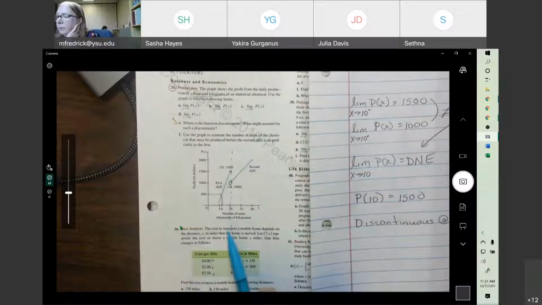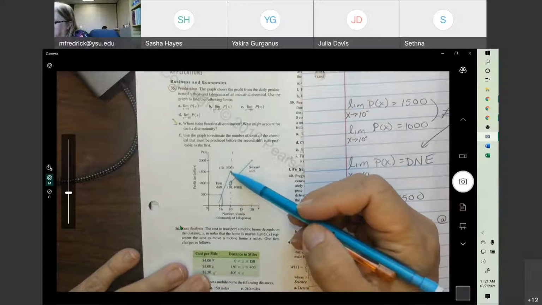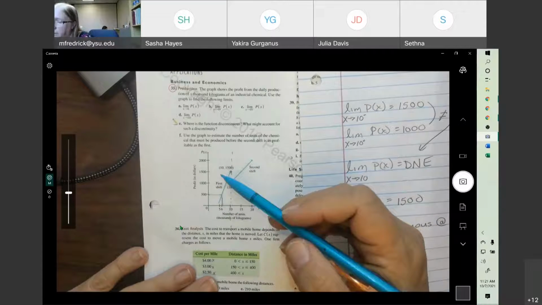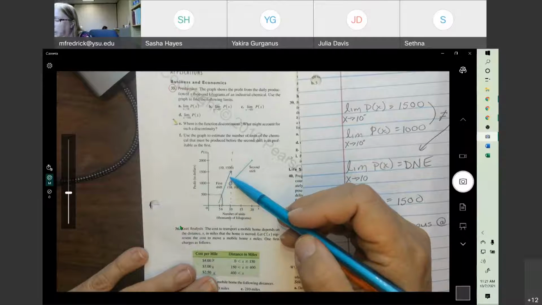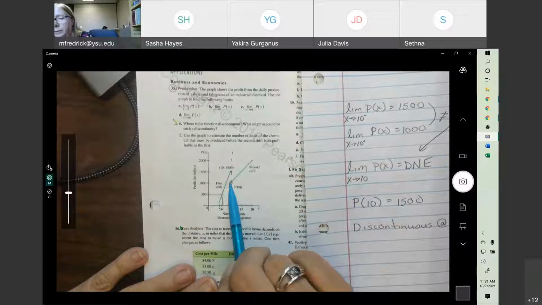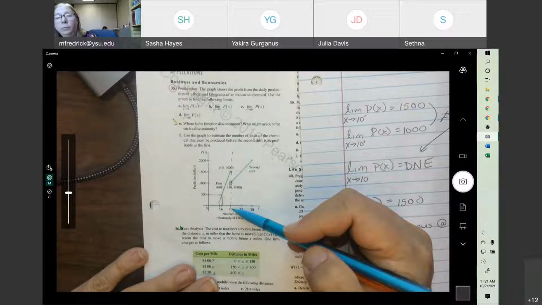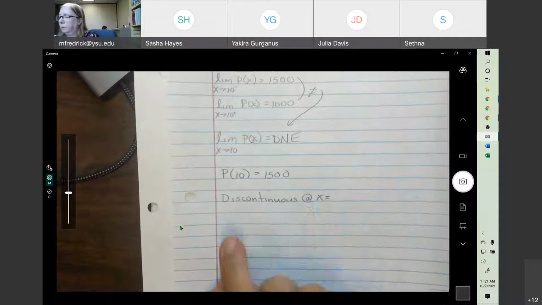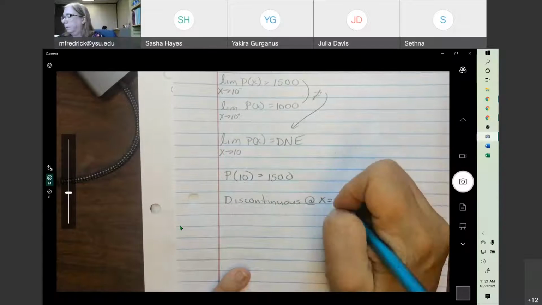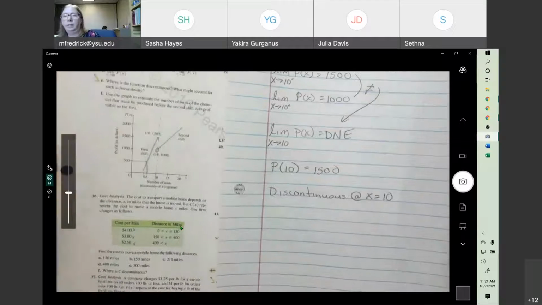The next part asks where it's discontinuous. Notice it's discontinuous right here because to check for where it's discontinuous, trace the line, and wherever there's a break, that's where it's discontinuous. So in this case, it would be discontinuous at 10. You always use the X value. It's discontinuous at X equals 10. Any questions on that part?